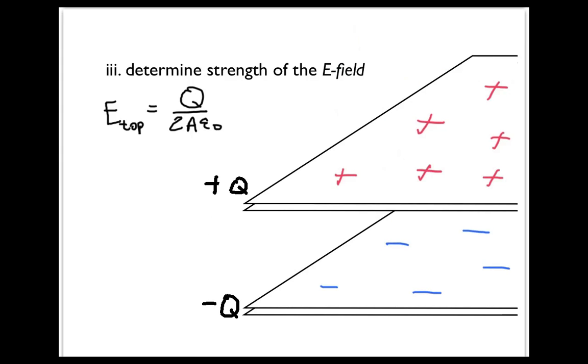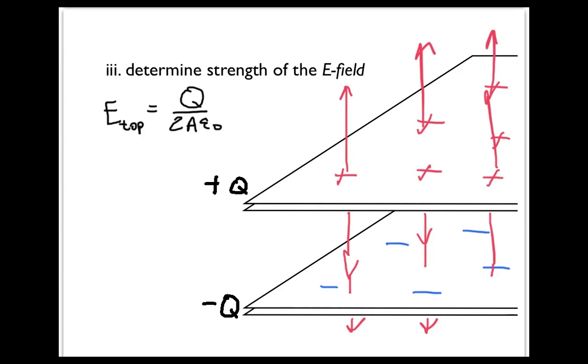So we just found out that the field due to the top plate is Q over 2A epsilon naught. The top plate makes field that goes away from it, right? It's positive, and it goes away. But the field inside here, in this area that we're interested in, is actually a combination of two fields. It's the field due to the positive plate plus the field due to the negative plate.